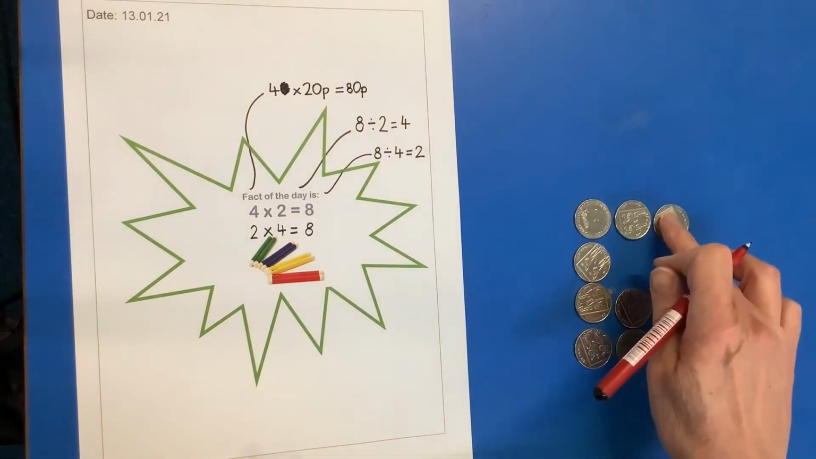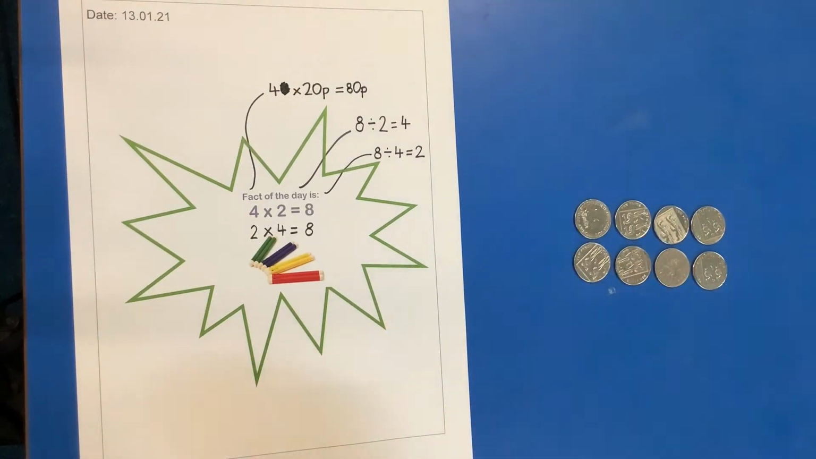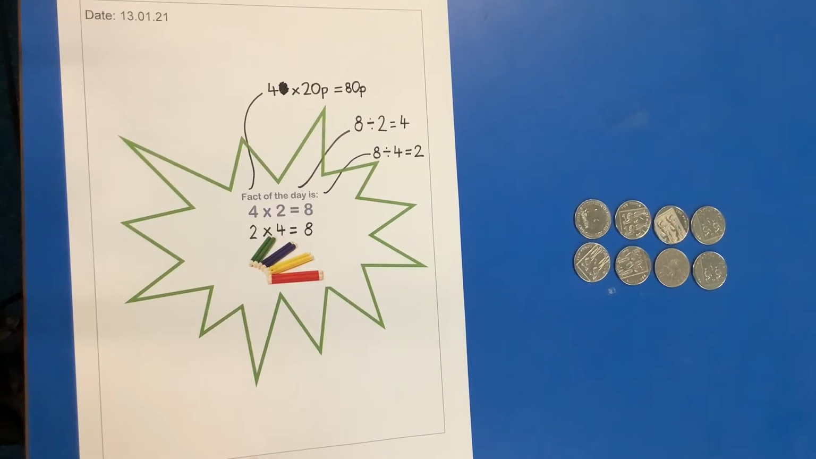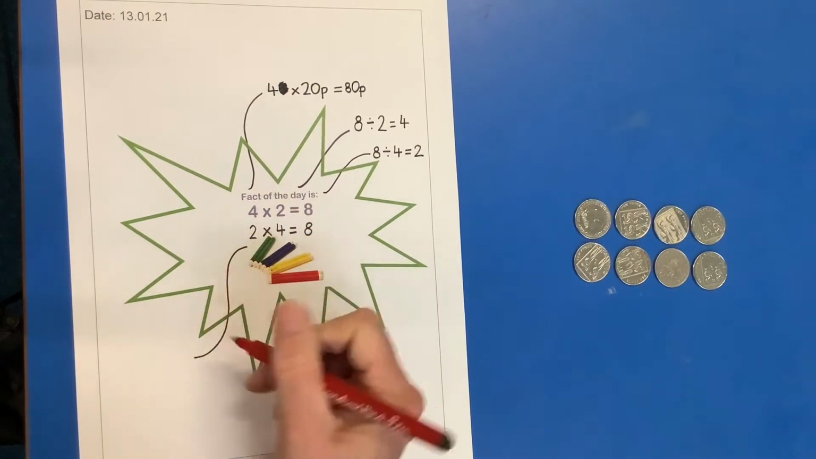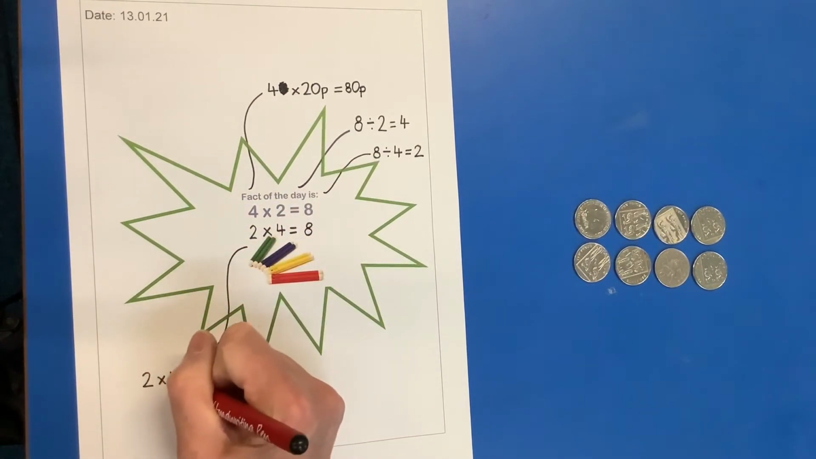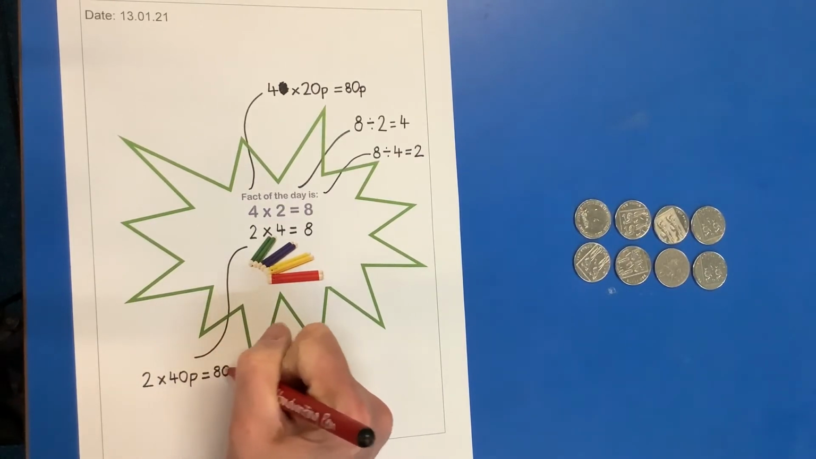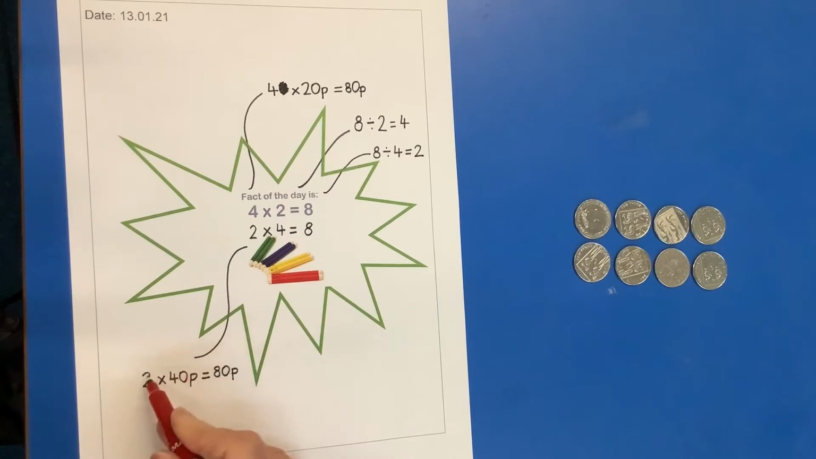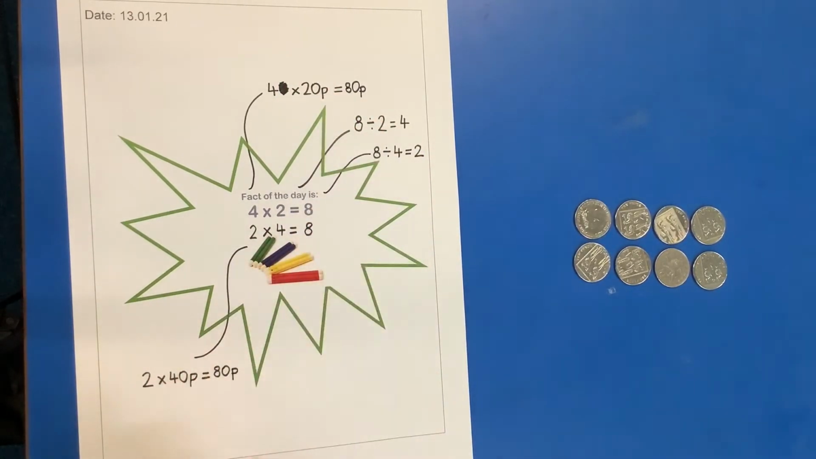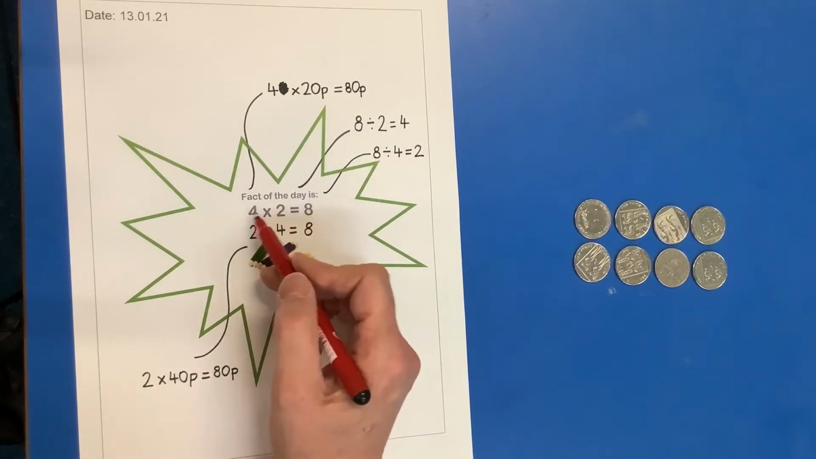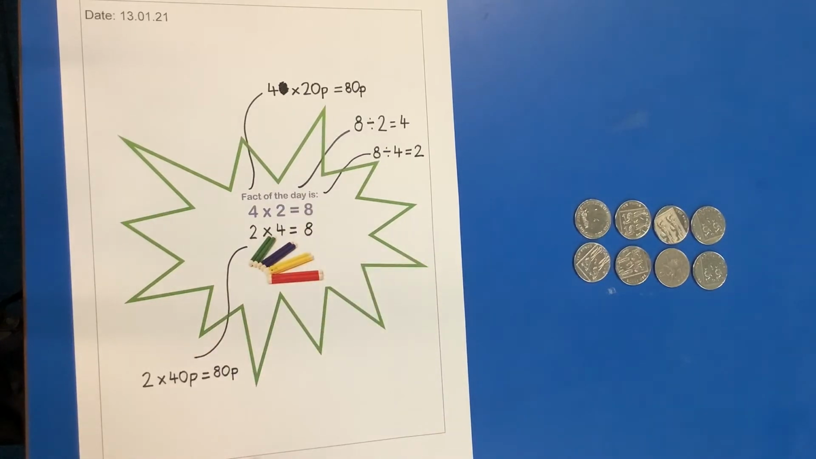If I slightly change the way I'm thinking, the coins haven't changed. The way I'm thinking about it is, this is 2 lots of 40p, making 80 pence. And we've talked before about how we can change these numbers around with our multiplication facts, which is what we did here. So these two small numbers can be swapped around, but the biggest number remains there.